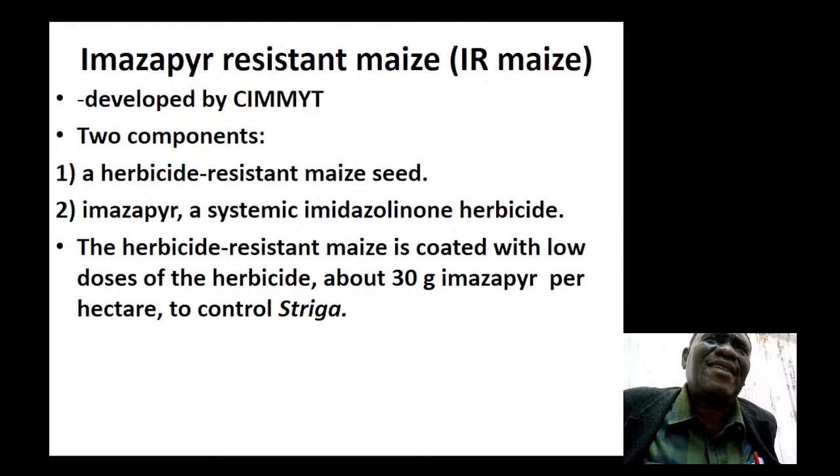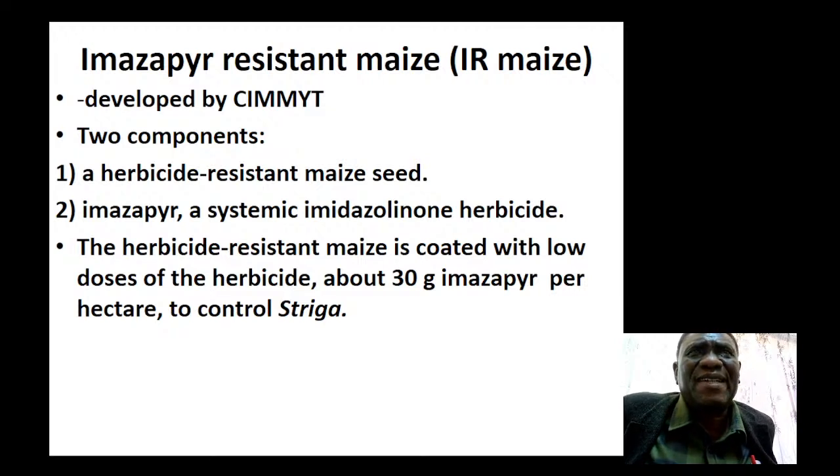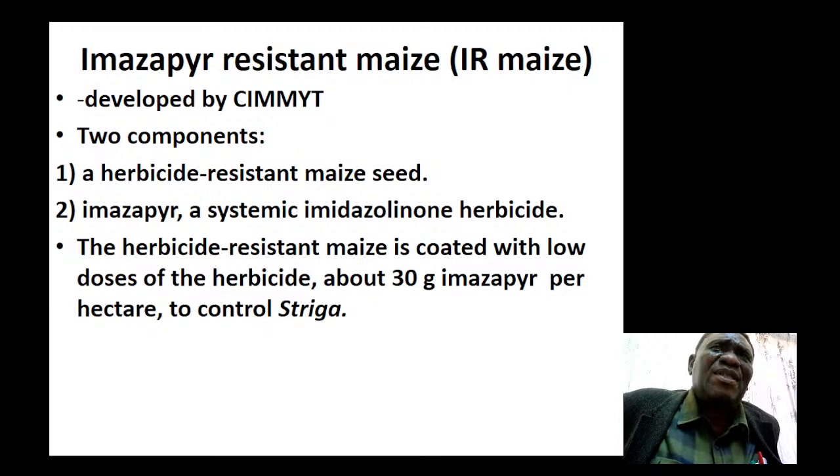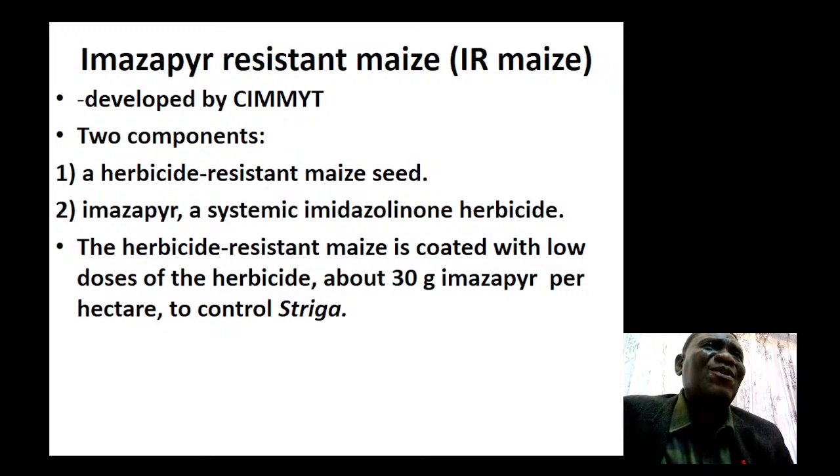I may say at this stage that in West Africa and East Africa, they've now developed maize which is resistant to this herbicide, and they just dress the seed with the herbicide. So farmers can plant seed which has already been treated with the herbicide. And after planting the seed in Striga-infested areas, their maize can actually yield better.